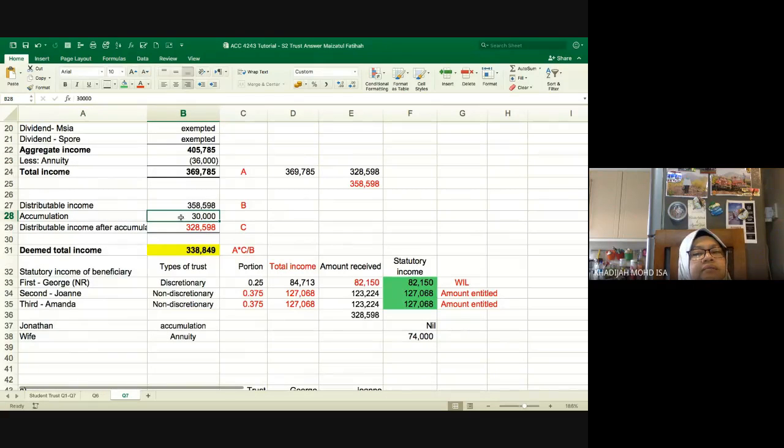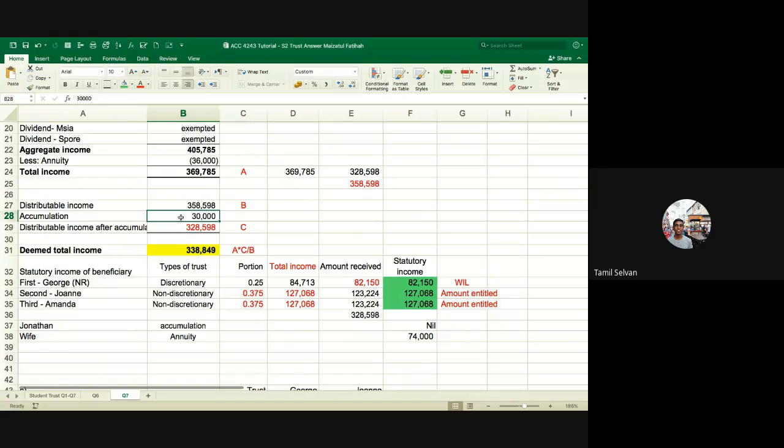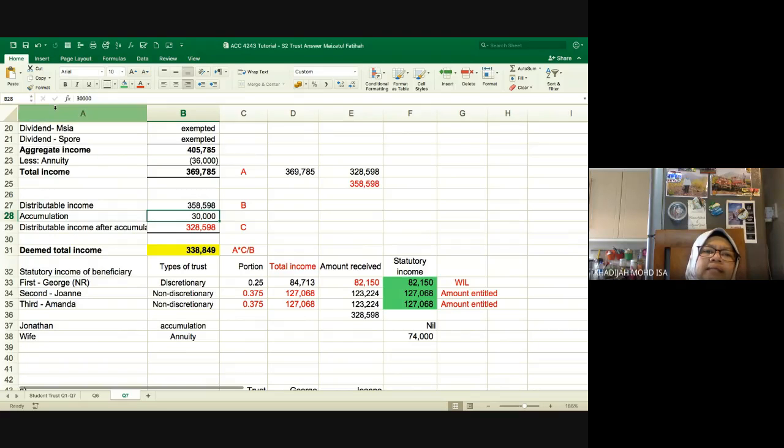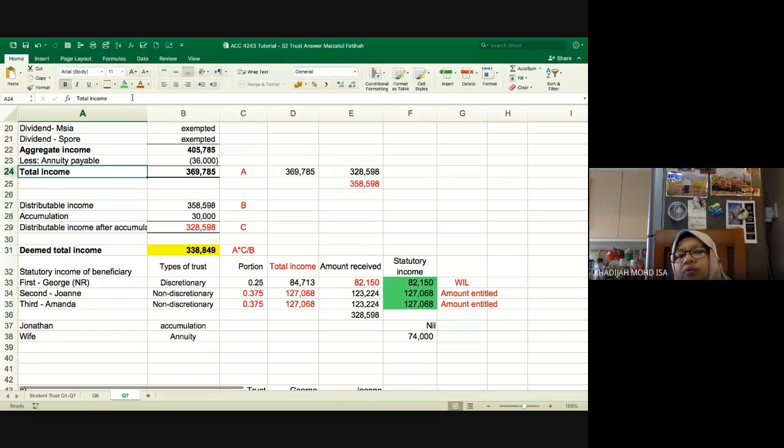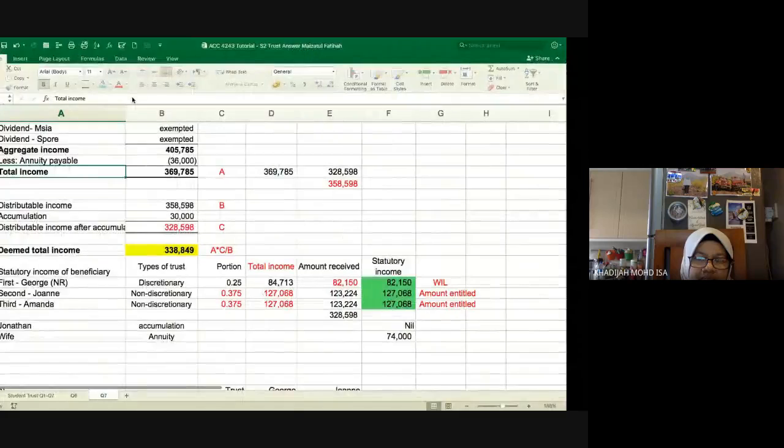Does that answer? Yeah. And then one more question. How do we differentiate between annuity paid and annuity payable? Because sometimes here, annuity payable must always be payable. Always annuity payable. Even though the trust only paid 30,000, what you claim is 36,000. The annuity payable. Okay? Anything else?